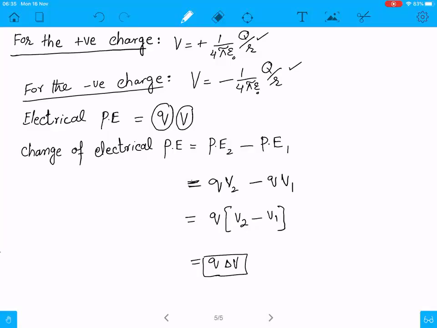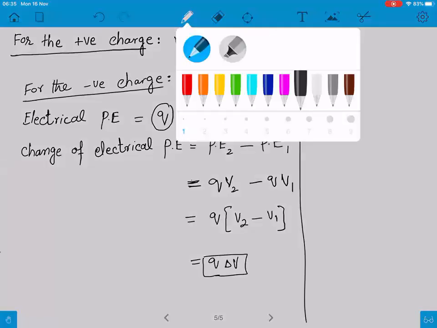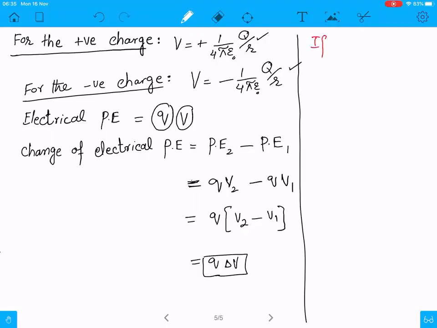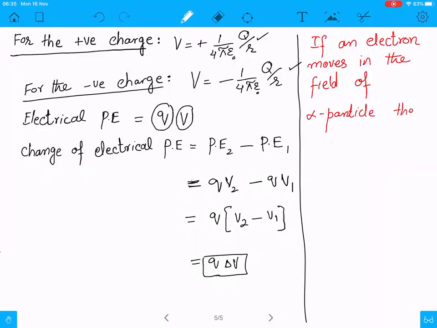So, in other words, if an electron moves in the field of an alpha particle, then the change of potential energy will be charge on electron and delta V of alpha particle.